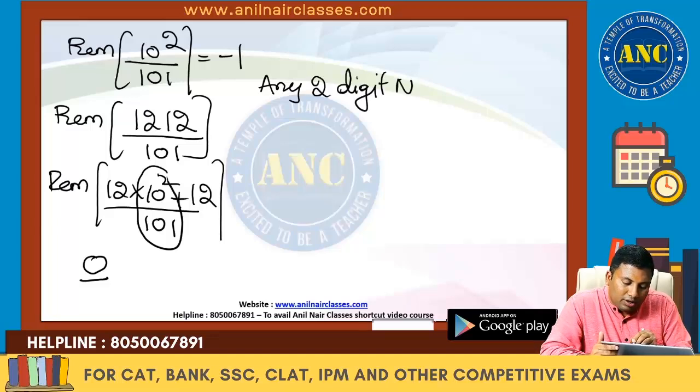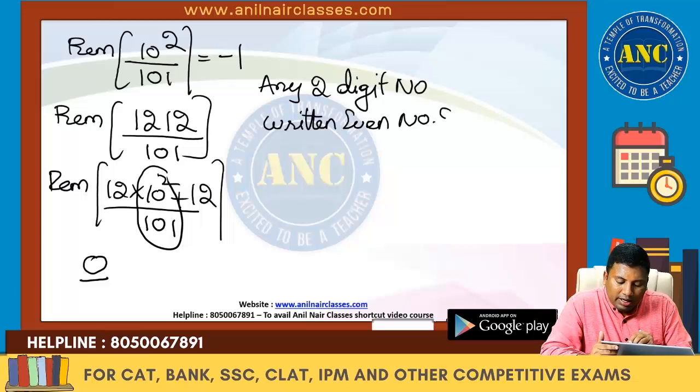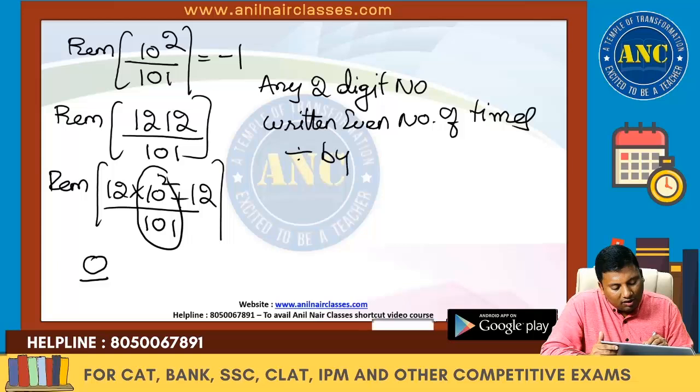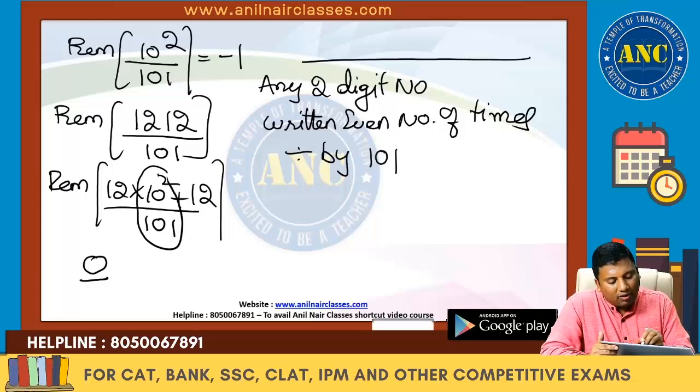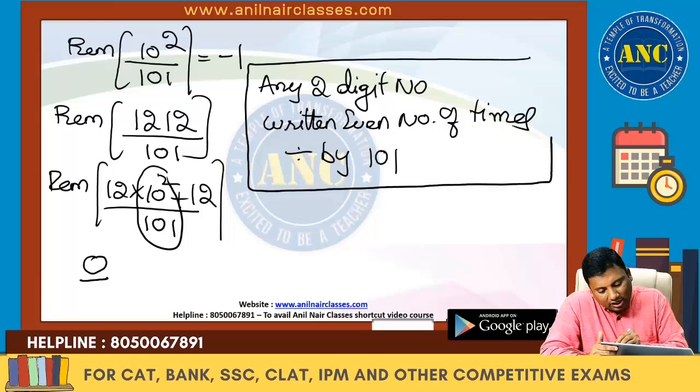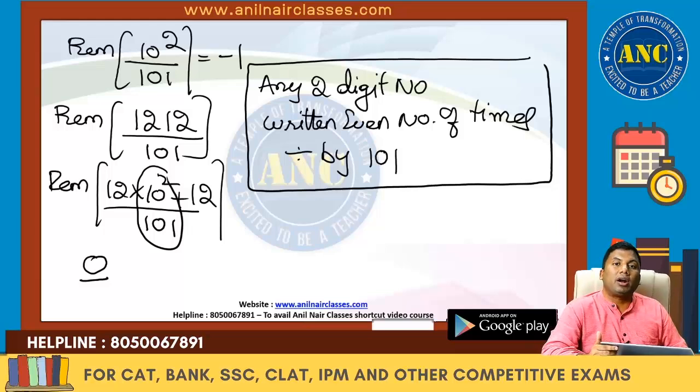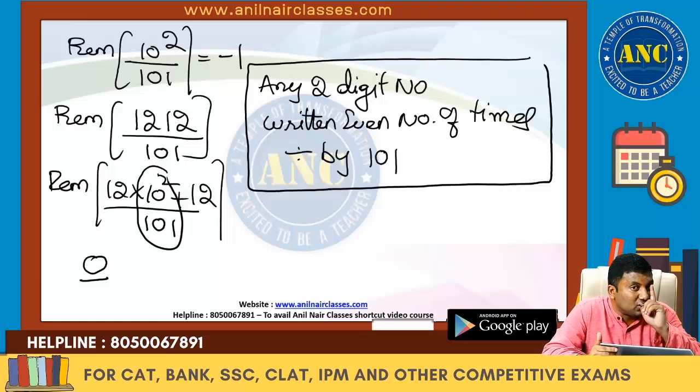That means you take any 2-digit number written an even number of times, and it is always divisible by 101. Extremely important point. Whenever you are struggling in some of the counting based problems, 101 will come into the picture.